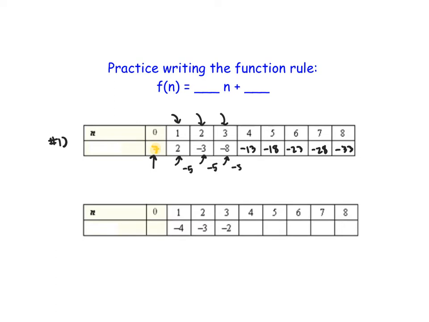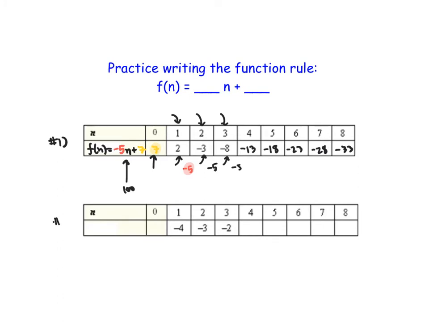Now when we're identifying the function rule, I want to look at 2 items: the 0th term and the common difference. Therefore, our function rule f of n would be our common difference times our term number, plus our starting value, or our 0th term. I could then find any term number that I wanted to. If I wanted to find the 100th term, I would plug 100 in for n.